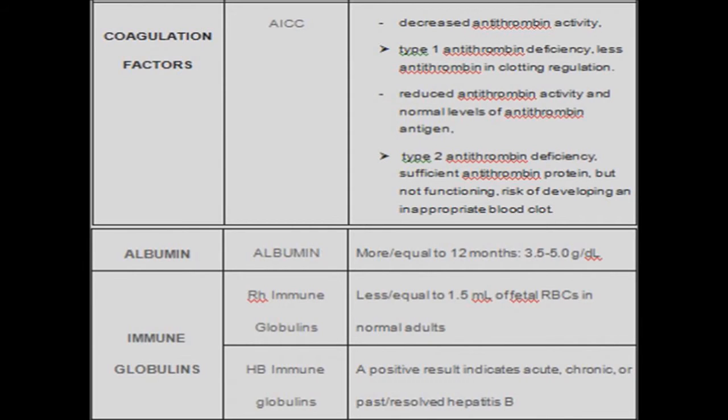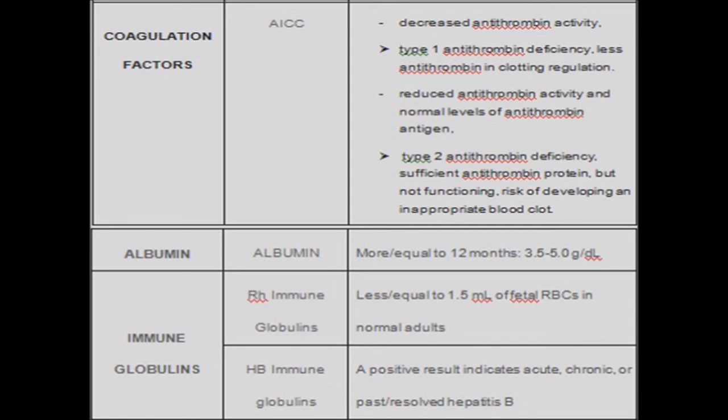Decreased antithrombin activity will indicate type 1 antithrombin deficiency, less antithrombin in protein regulation. Reduced antithrombin activity and normal levels of antithrombin antigen will indicate type 2 antithrombin deficiency, sufficient antithrombin protein but not functioning, with risk of developing an inappropriate blood clot. A normal antithrombin level will not need further action because it is normal.